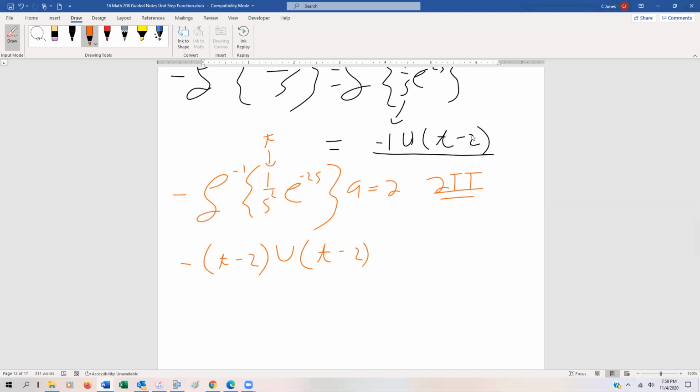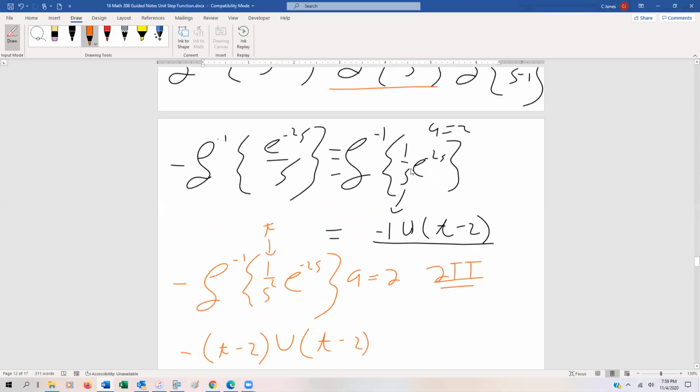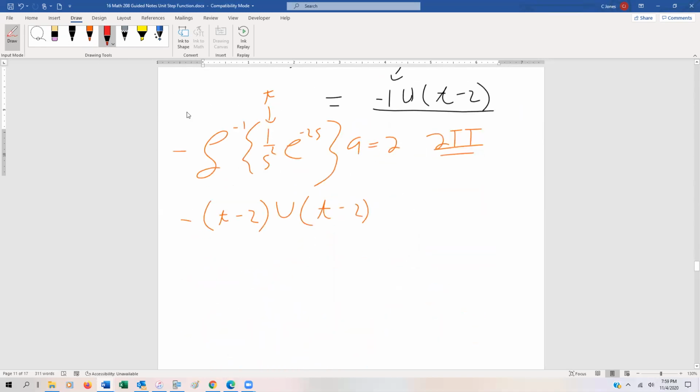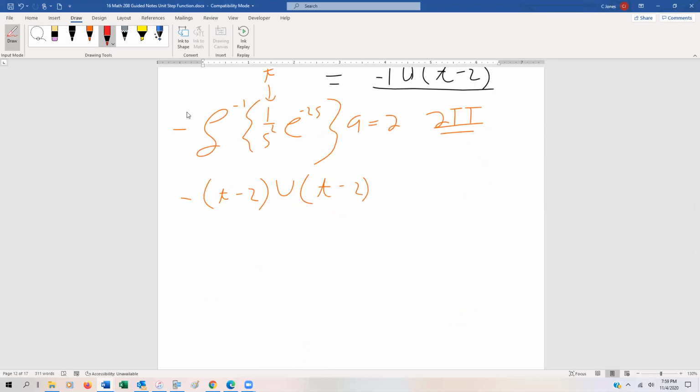So that's going to be our second. And then finally, what we can do is we can just go ahead and do the third. Right? So the third one's a little bit sneakier because it's actually going to use both the first and the second translation theorem. Right? So now this one is a positive, so we're going to have inverse Laplace of, I'm just going to say 1 over s minus 1 e to the minus 2s.